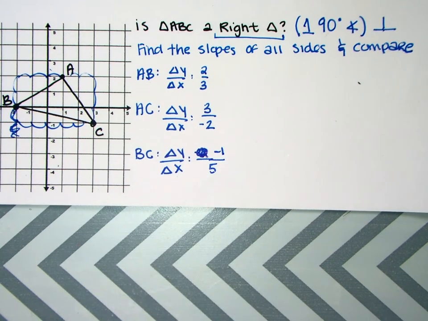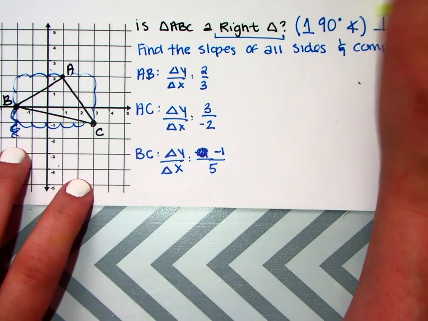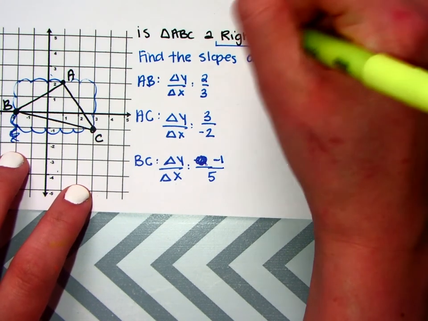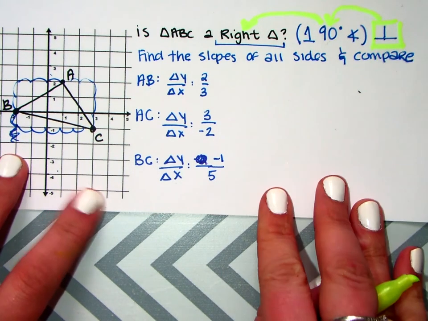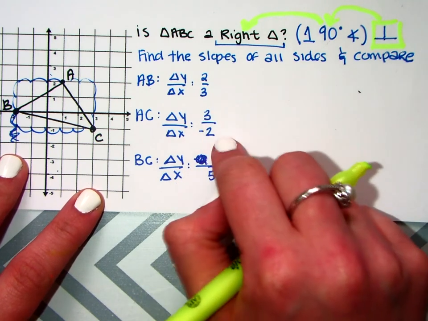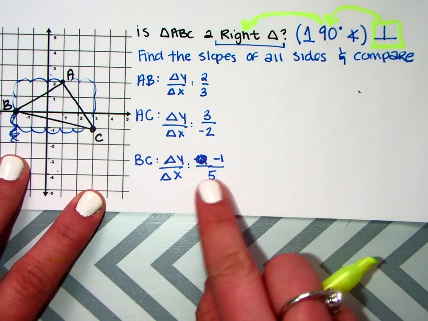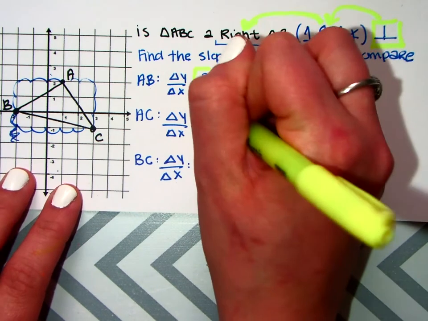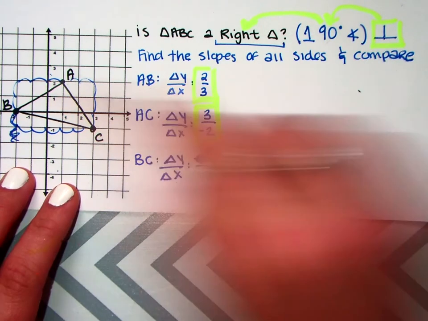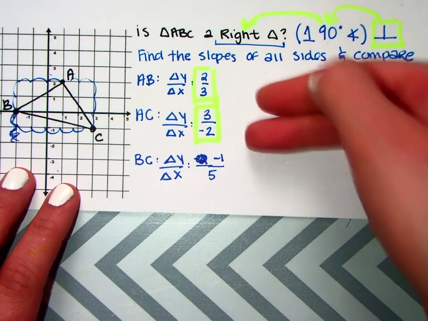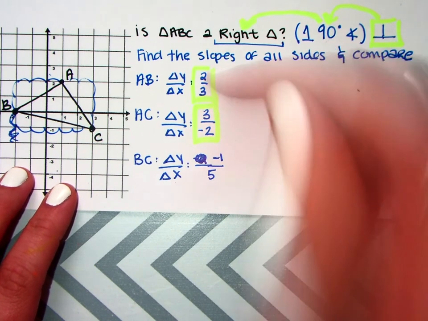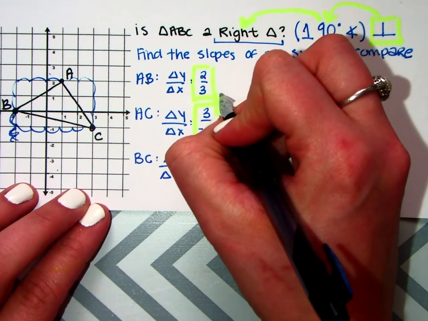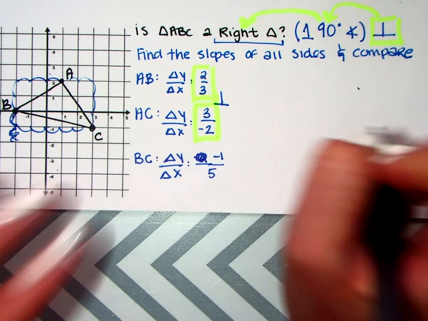The next thing you're going to do is analyze your slopes. Do you see any opposite reciprocals? We're looking for perpendicular because perpendicular makes 90 degrees, and 90 degrees means it's a right triangle. So I have 2 over 3, 3 over negative 2, and negative 1 over 5. Well, the negative 1 over 5 obviously doesn't match anything. So I want to focus on the 2/3 and the negative 3 over 2. 2 over 3 flipped and became 3 over 2. The first fraction was positive, so the next fraction has to be negative. So these are our perpendicular slopes.